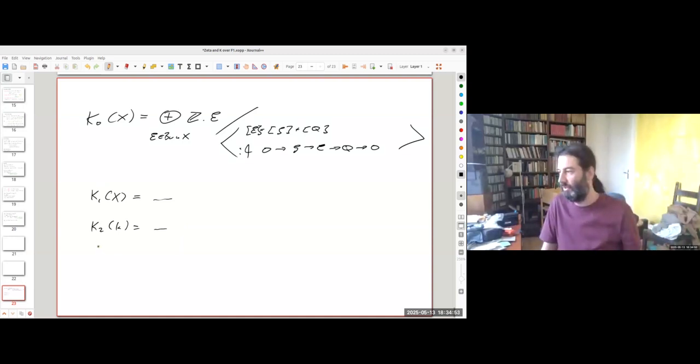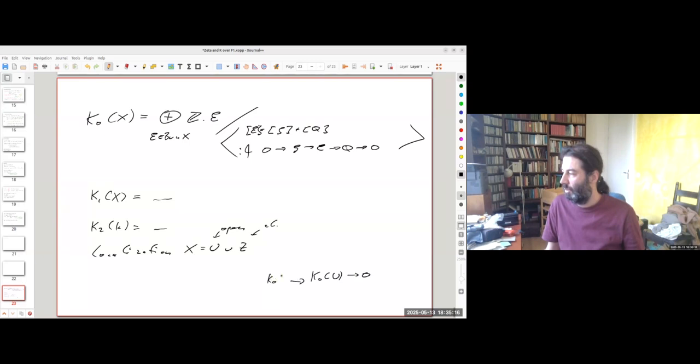is called the localization sequence. If X is something like U together with Z, where U is open and Z is closed, then there was a sequence K0 of U, K0 of X, K0 of Z, and then we would have the K1 terms: K1 of U, K1 of X, and so forth. So there was a beginning.